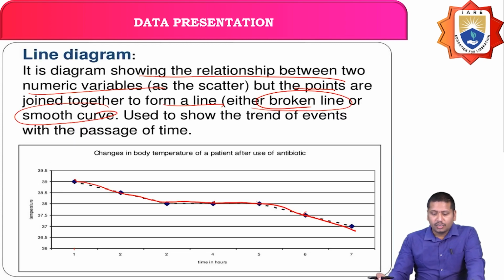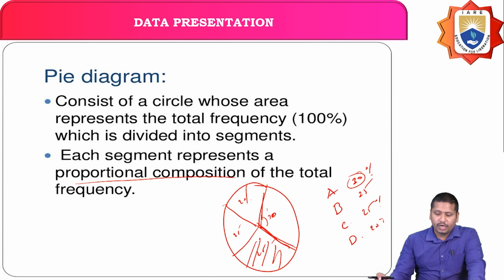And the line diagram is another kind of representing the data, which also shows the relationship between two variables, whether represented in the form of a broken line or a smooth curve. So the pie diagram consists of a circle which is divided into different segments. Each segment represents a compositional part of the total frequency.